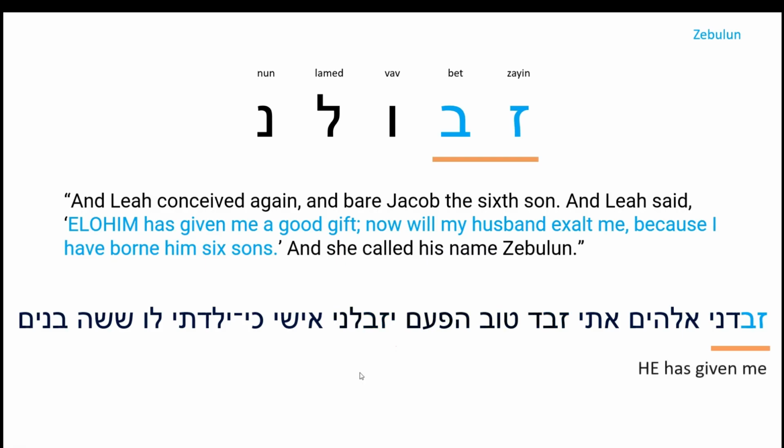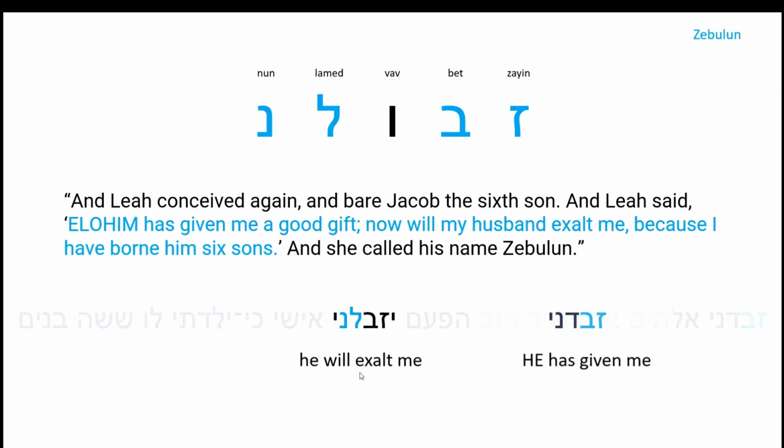We're just going to go with the first one, which has the meaning of he has given me. And then we've got the lamed nun in this word here, which means he will exalt me. It sounds a bit odd to hear someone say that they want to be exalted, but this is one of those words that makes more sense if you study it in ancient Hebrew. So we're going to do a little side note here and show the root for this word because it's a bit interesting.